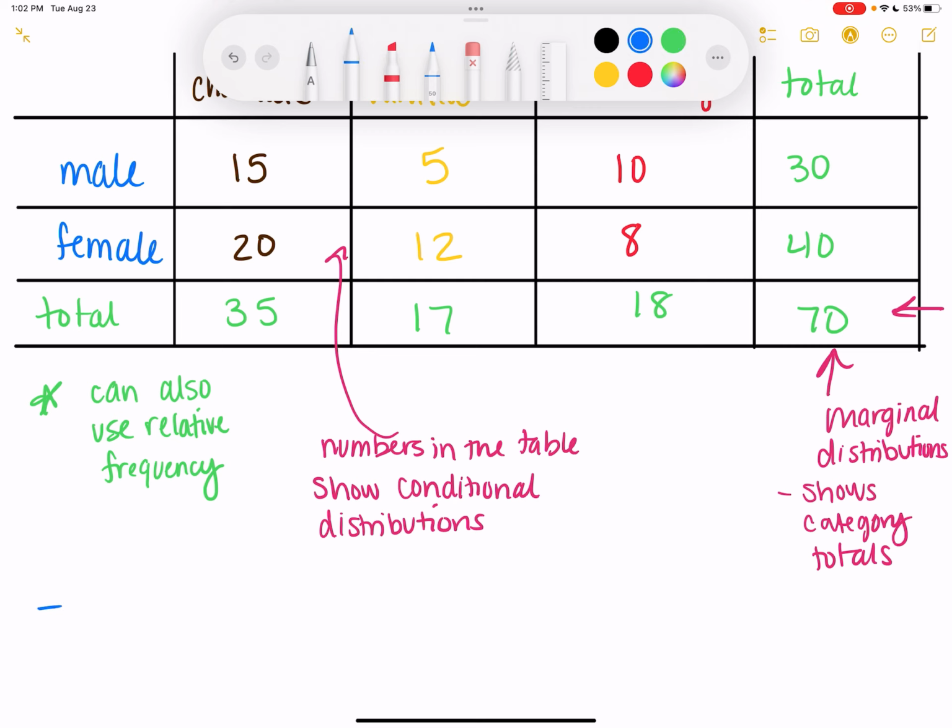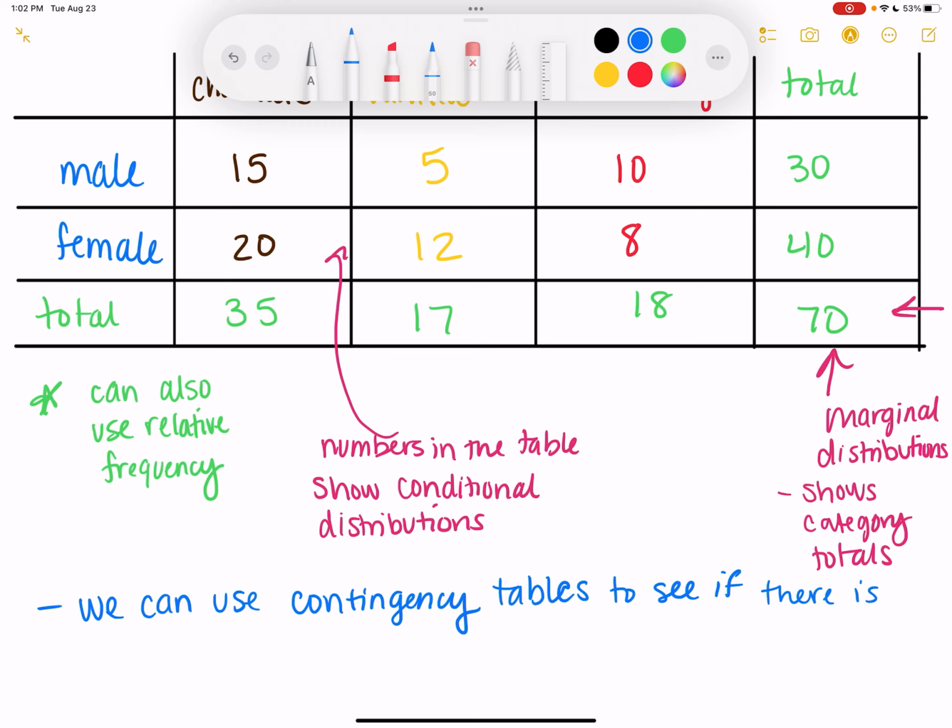And then just a couple things about these. In this contingency table, we can use contingency tables to see if there is an association between variables or if they are independent.